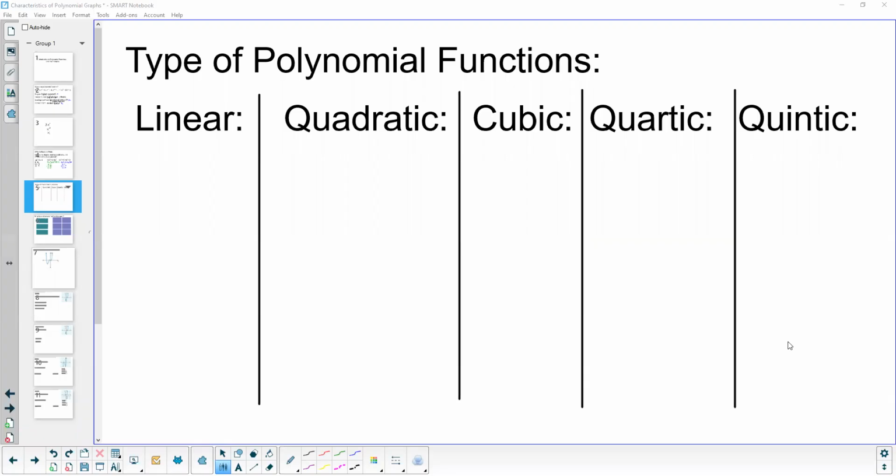But you also can find them with degree 0, with a negative degree, which are typically what we call rational functions, and you can also find some with higher degree than 5. But let's just talk about these ones.